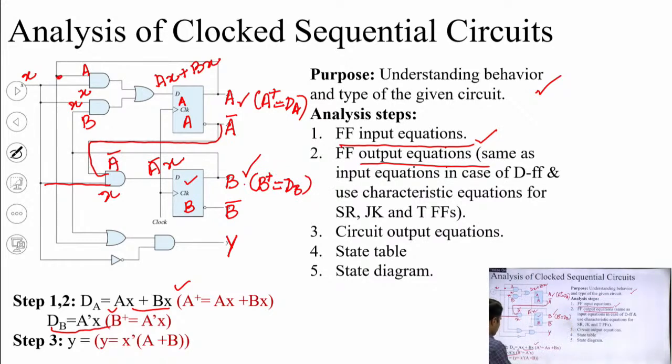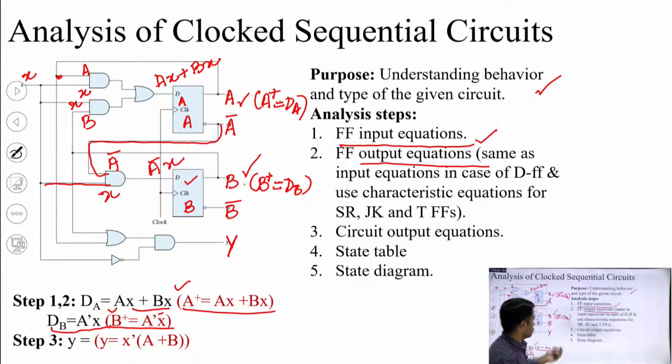That's why you can see here dA is equal to AX plus BX, A plus is also equal to AX plus BX. Similarly dB is equal to A bar X and B plus is also equal to A bar X, because in a D flip flop the output is exactly similar to the input. So this is my second step, writing the flip flop output equation. In case this was not a D flip flop, we would have used the characteristic equation of that particular flip flop, given in the circuit, to find the next state by feeding the input into it. But right now we are provided with a D flip flop.